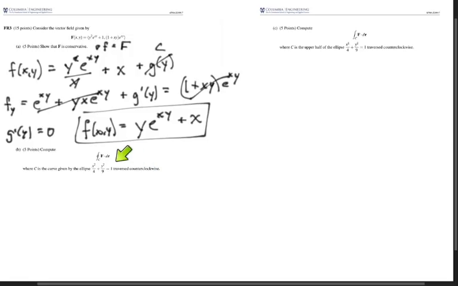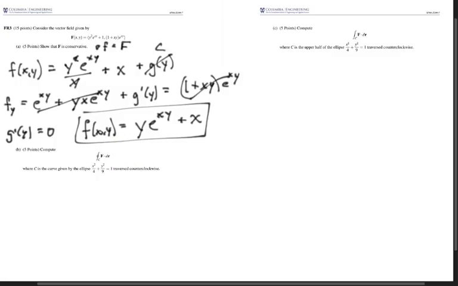Traversed counterclockwise, and you might be thinking, oh boy, parametrizing an ellipse. I just don't remember exactly how to do that. That's fairly easy with cosines and sines, but the relief here is that, oh wait, I just showed that f was conservative. This ellipse, of course, is a closed curve, traversed counterclockwise.